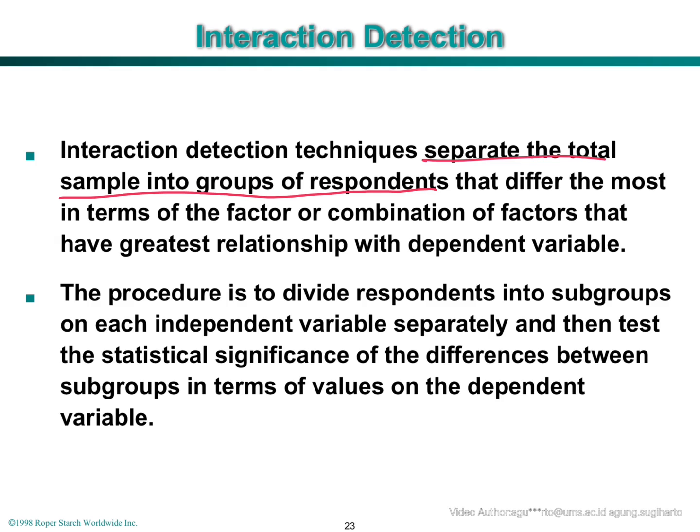The procedure is to divide respondents into subgroups on each independent variable separately, and then test the statistical significance. I think this is the statistical technique: the differences between subgroups in terms of values on the dependent variable. So this is the statistical term.